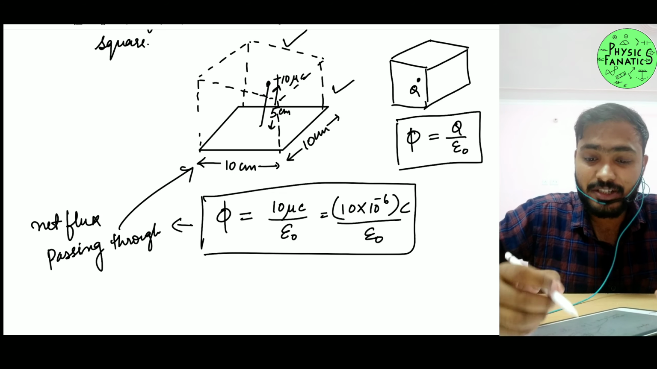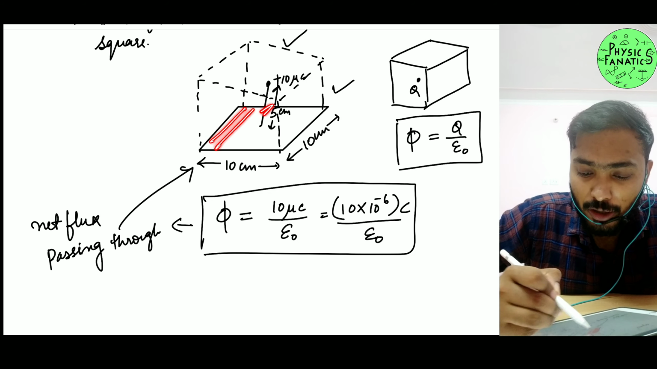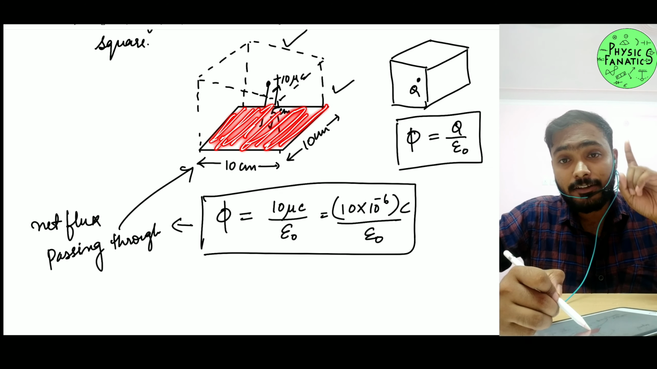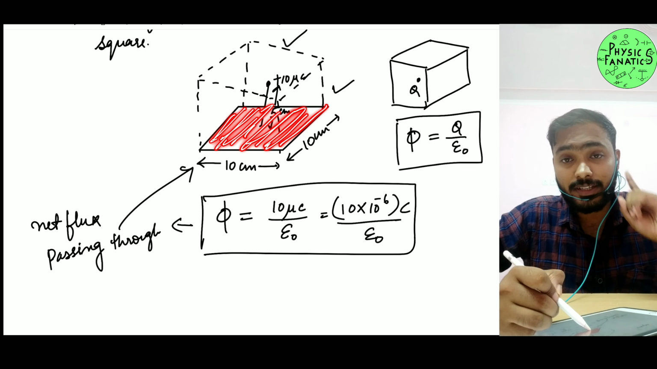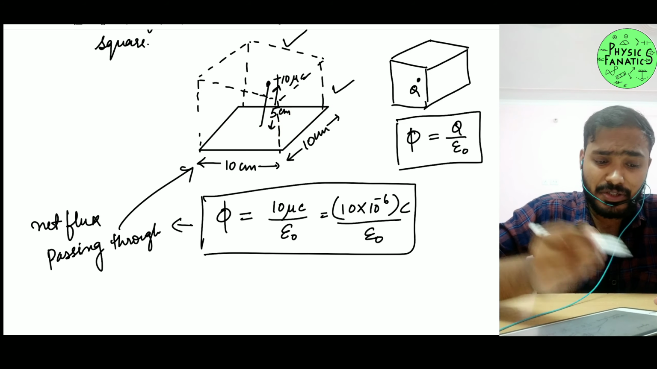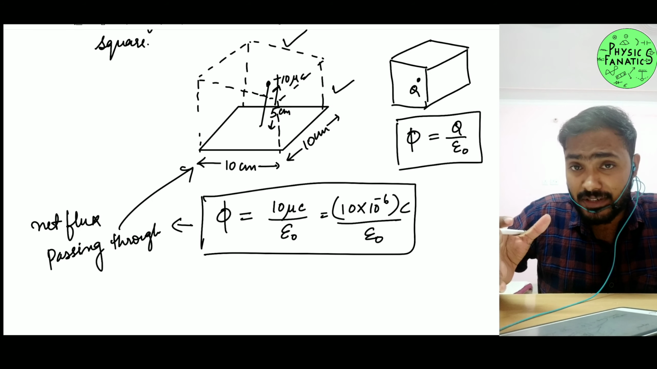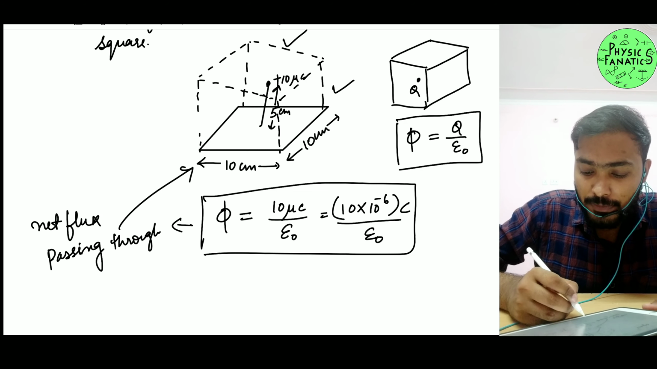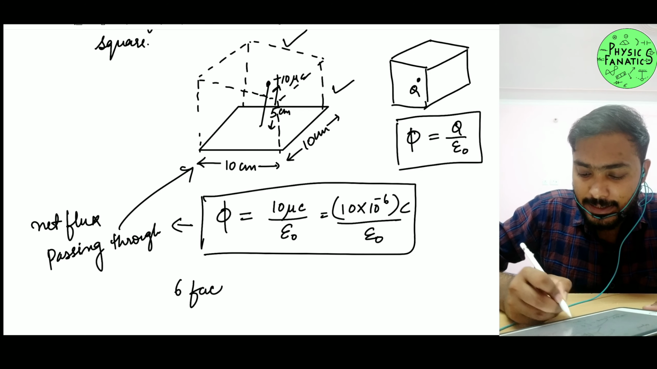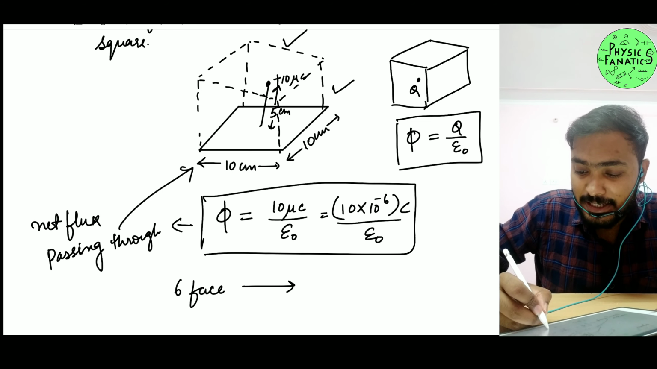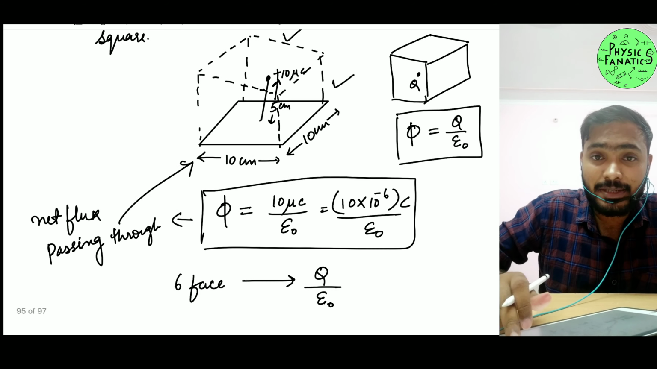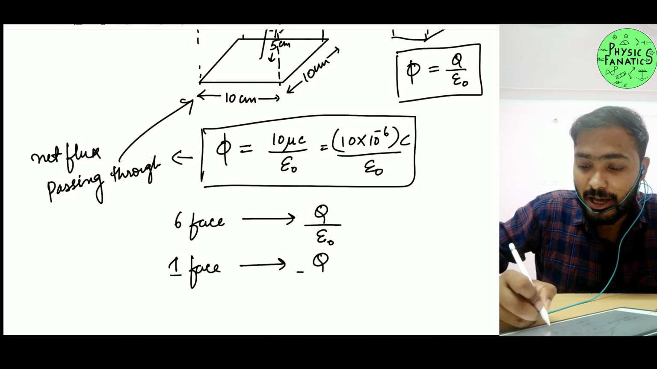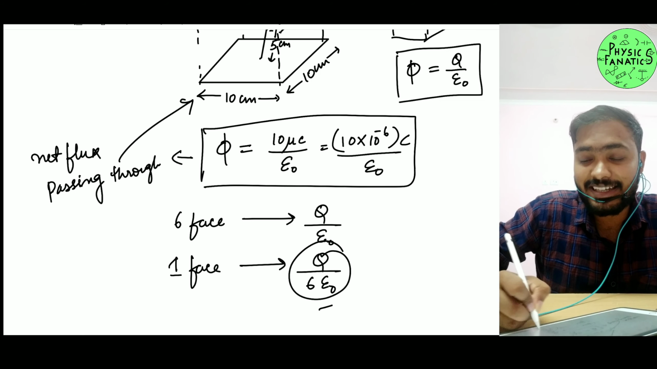Now the question was to find out how much flux is actually passing through only one face of my square. That was the question, right? So very simple, use the unitary method. There are 6 faces in a cube, right? So for 6 faces, how much electric flux? That is q upon epsilon naught. That means one face will have how much electric flux? That is q upon 6 epsilon naught. I hope you guys can understand, right?